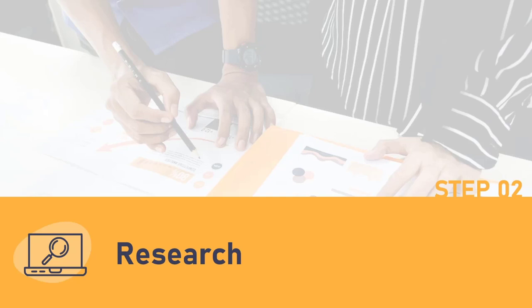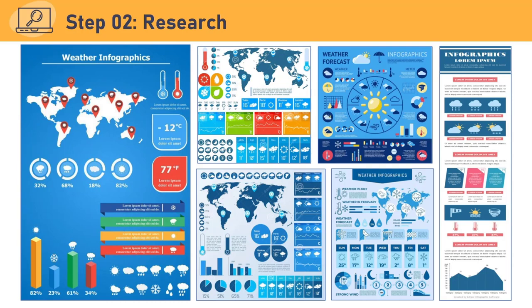Step 2, we will talk about research. We try to take a look at other designers or professional designers to fix our problem regarding the infographic of weather just now. So this is the example of infographics that I took from the internet as our research. Based on all these examples, we can consider the same category of infographic about weather.